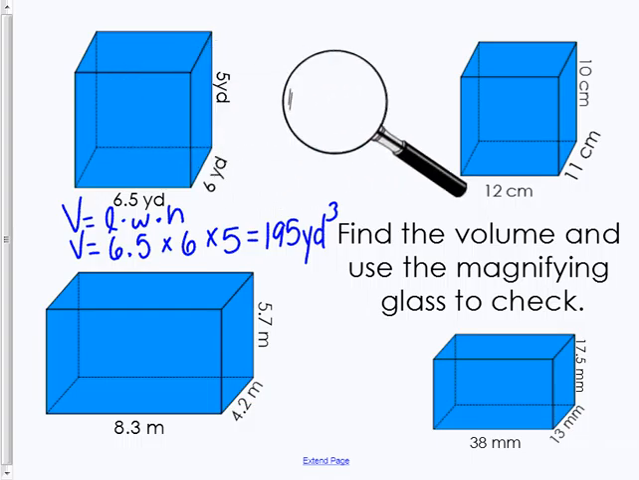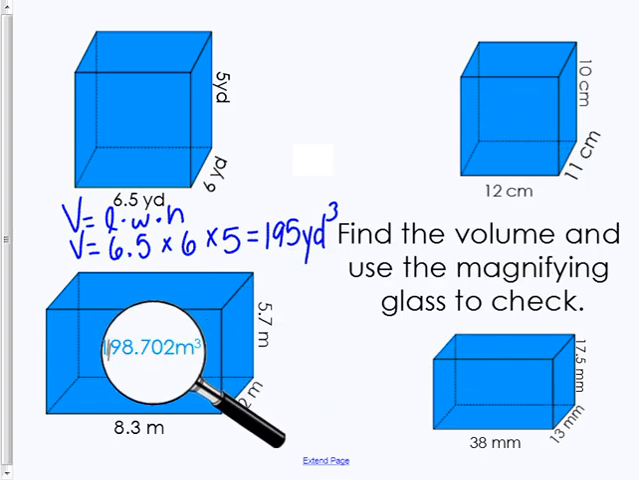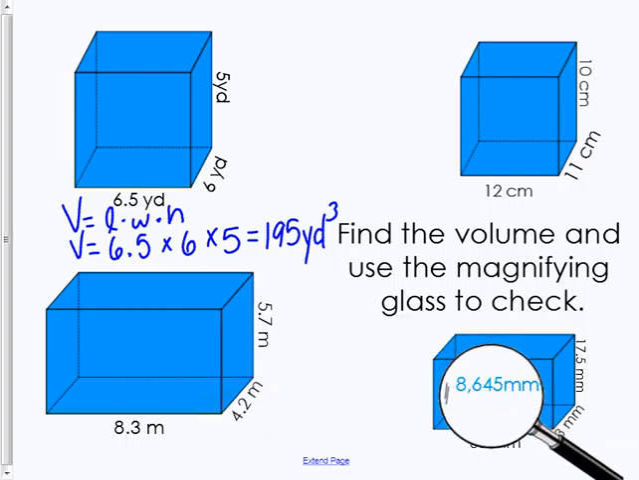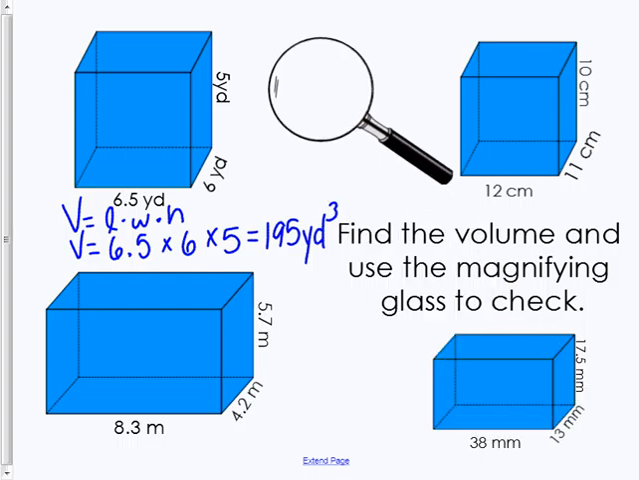If you did the others, you should have gotten 1,320 cubic centimeters, 198 702 thousandths cubic meters, and 8,645 cubic millimeters. All right, now let's look at this a little bit more.